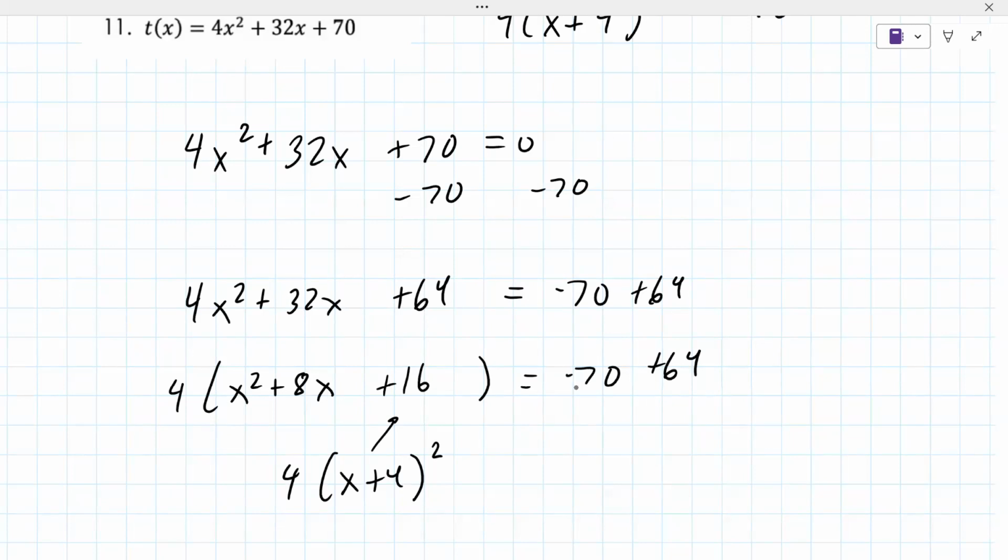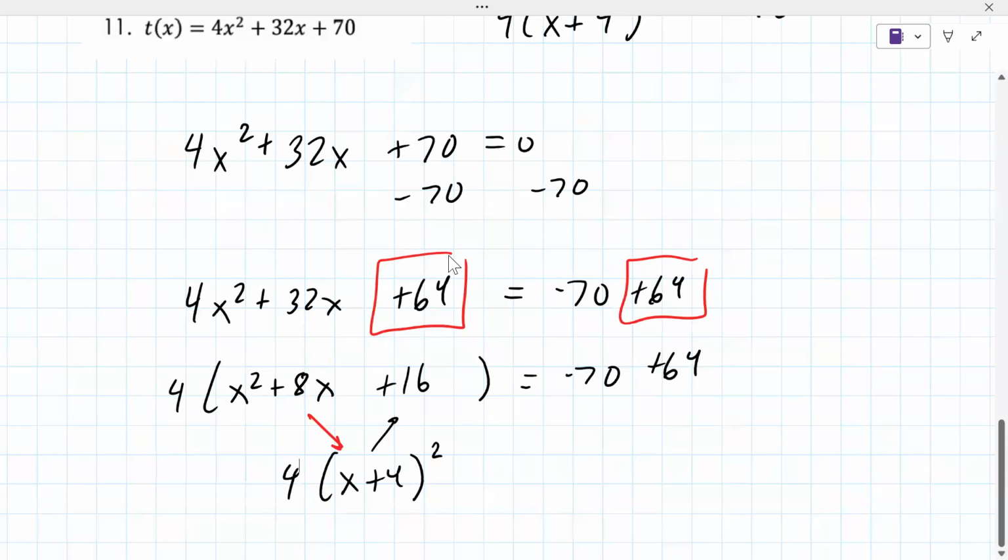Wait, so you do half of 8 squared, right? Yeah, so half of 8 goes down there. That's 4. But then you square it to go here. Because you factored out a 4, you have to multiply that back in to get back to the previous line. So you multiply it. Oh, you need to add the 64 to both sides. So then, yeah.